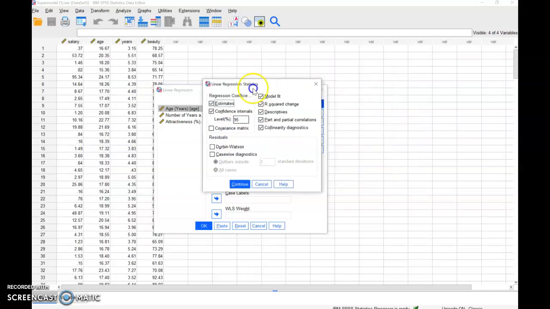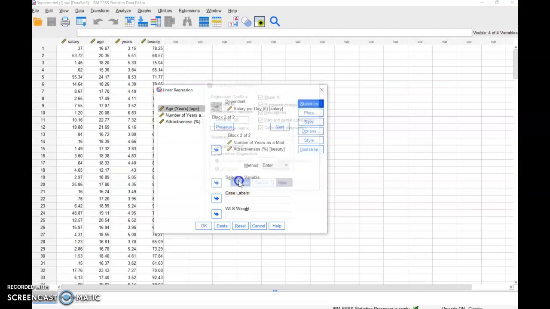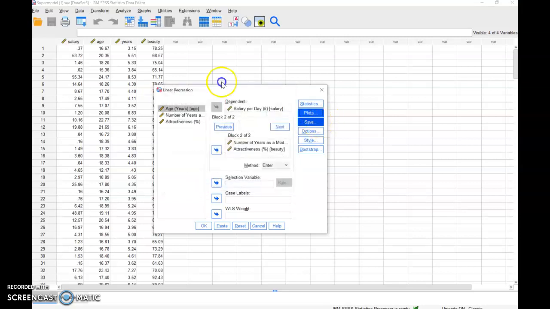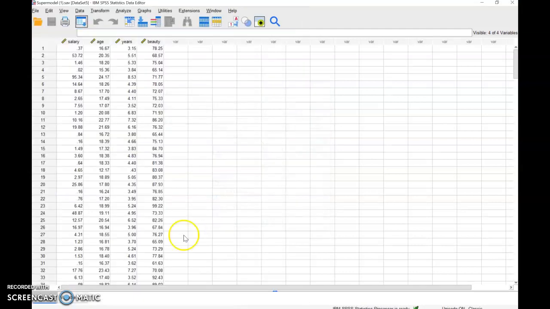For statistics, we're going to click Estimates, Confidence Intervals, Model Fit, R-squared change, Descriptives, Part and Partial Correlations, and Collinearity Diagnostics. For plots, we're going to put the dependent on the y-axis and adjusted prediction on the x. And then we're going to click Histogram and Normal Probability Plot. Then we're going to click OK.